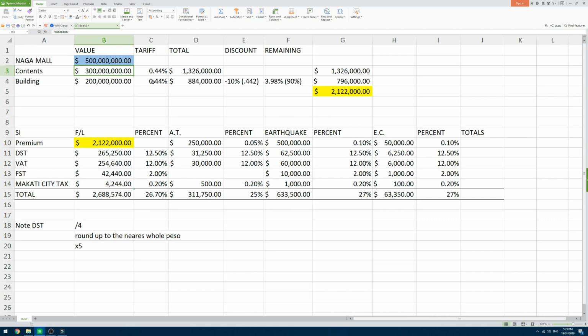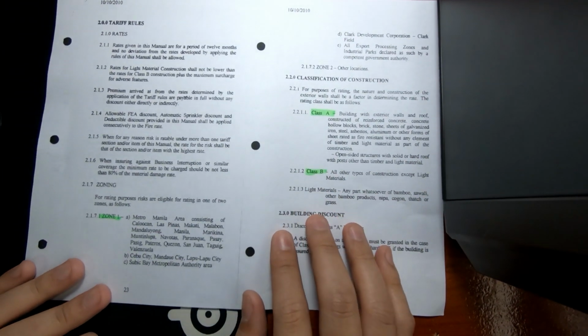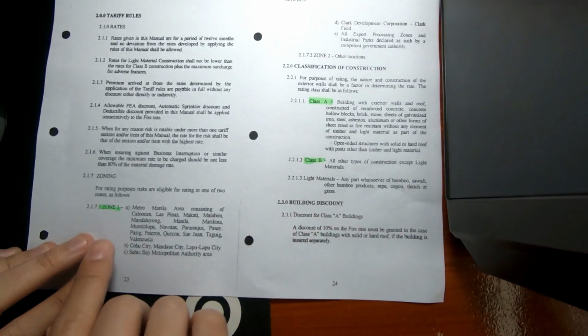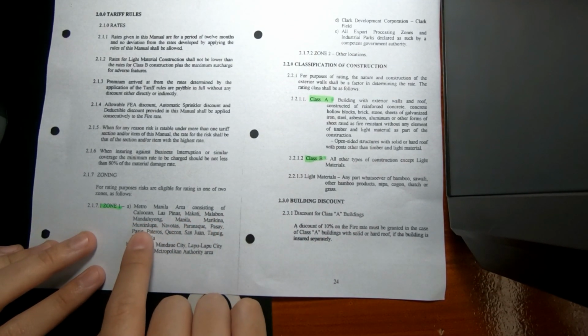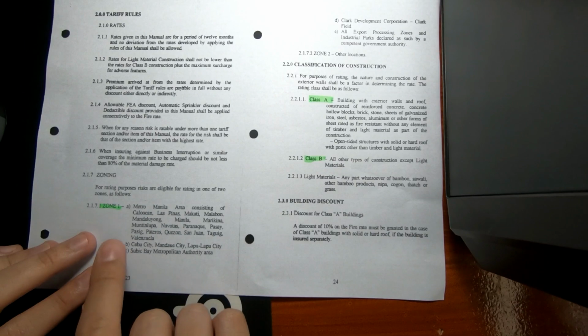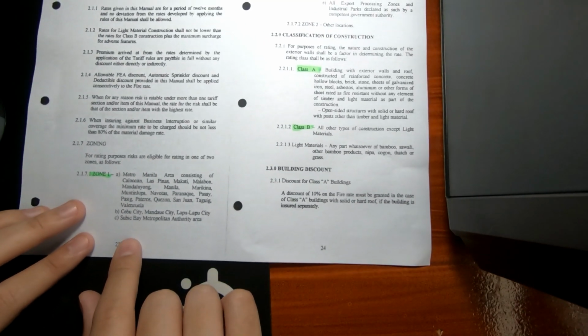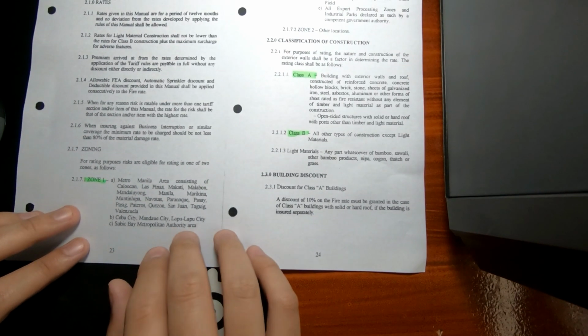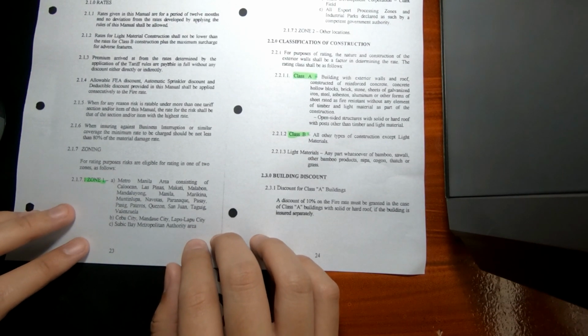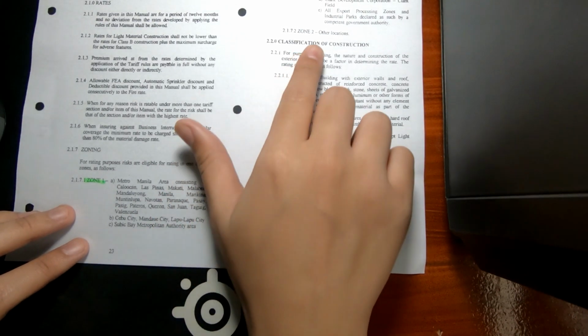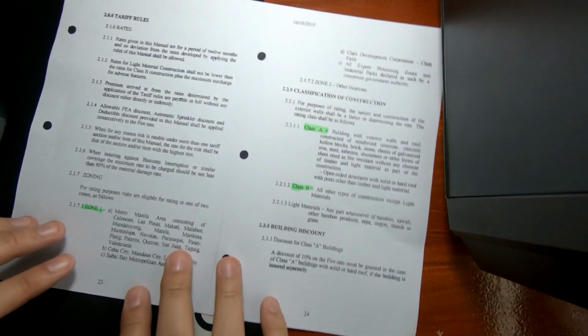First things first, we need to see which zone it is in. In the tariff, it states what the zones are. So this is Zone 1, the Metro Manila area consisting of Caloocan, that's A, B, Cebu City, C, Subic Bay. So, Naga is not included in Zone A. Particularly, it is in Zone 2, other locations. So, it's automatically an other location.